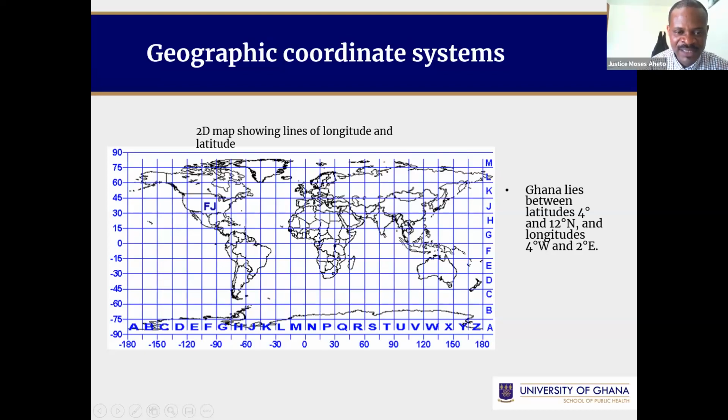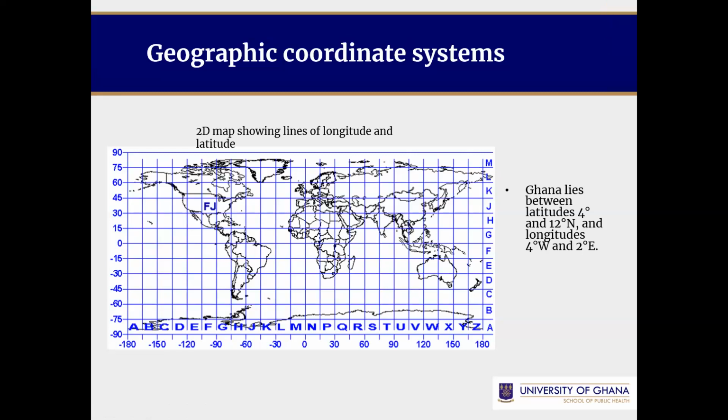Can you see where my cursor is? If you look at the Africa map, Ghana is here. So based on this, I can go to the left side to see on which latitude Ghana lies, and then I will come down and see on which longitude Ghana lies.